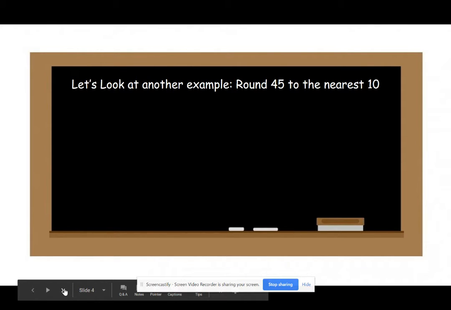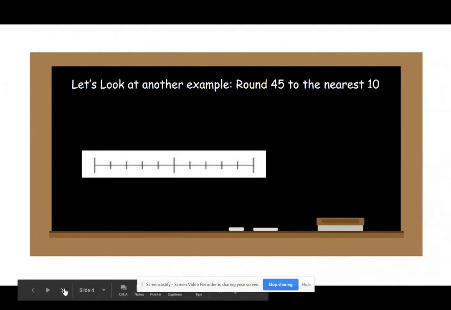Now let's look at another example. This time we are going to find the midpoint. Round 45 to the nearest 10. Again, let's use a number line to model our thinking. Now, what two tens does 45 fall between? 45 falls between 40 and 50.